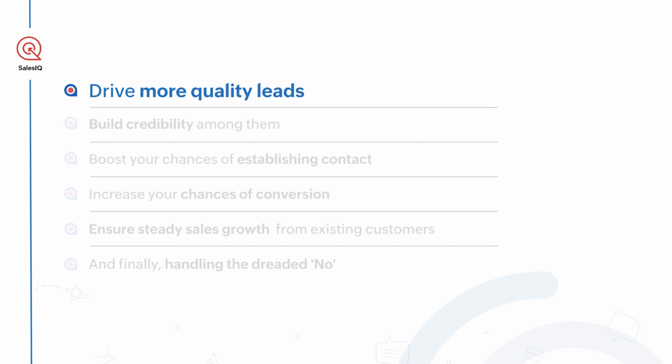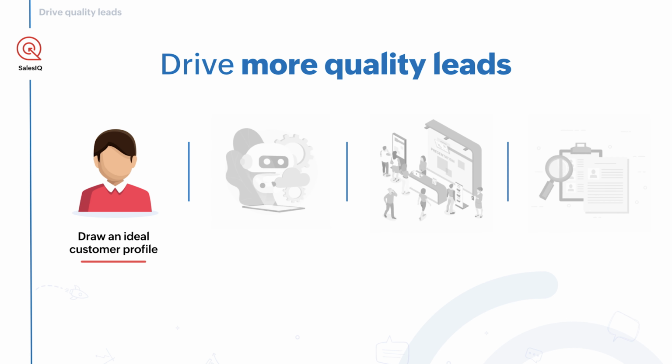So first on the list, driving more quality leads. Now, there's no magic or secret formula behind sales professionals who consistently exceed their targets or outperform their peers. Nor do they necessarily work any extra hours like we think. The only difference lies in how they utilize their time. So, selling smarter starts with pursuing only your most highly qualified leads with a higher chance of conversion.